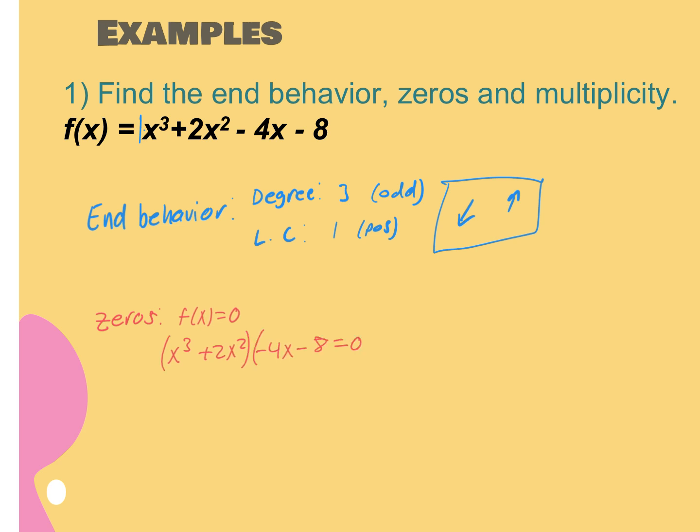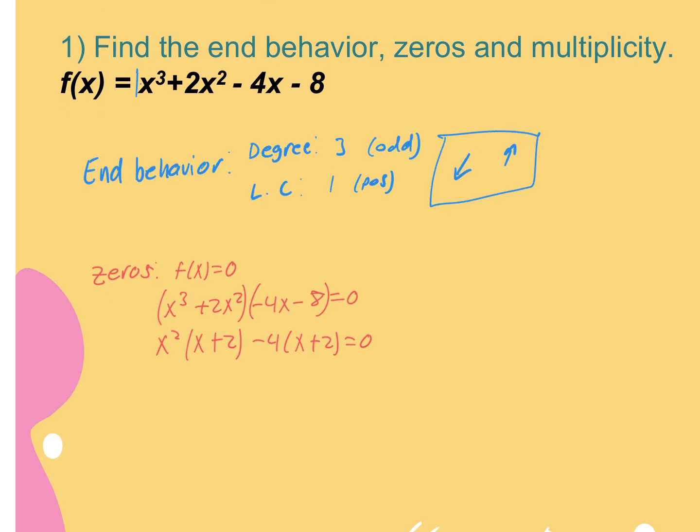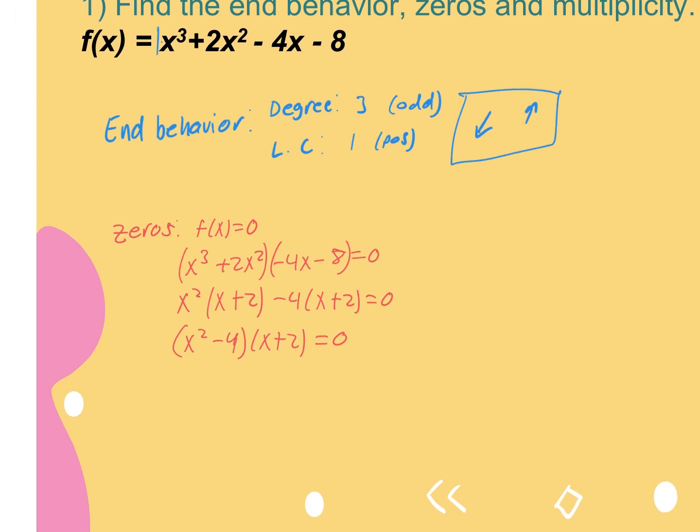This one we can factor by grouping, right? So this is another skill that you guys have learned long ago, and it makes another appearance here. So this is an application of it. So let's go ahead and try factoring it. We can take out an x squared and we're left with an x plus 2. We can take out a negative 4 and we're left with an x plus 2. So then we're left with an x squared minus 4 and an x plus 2. Right, so this is just factoring by grouping.